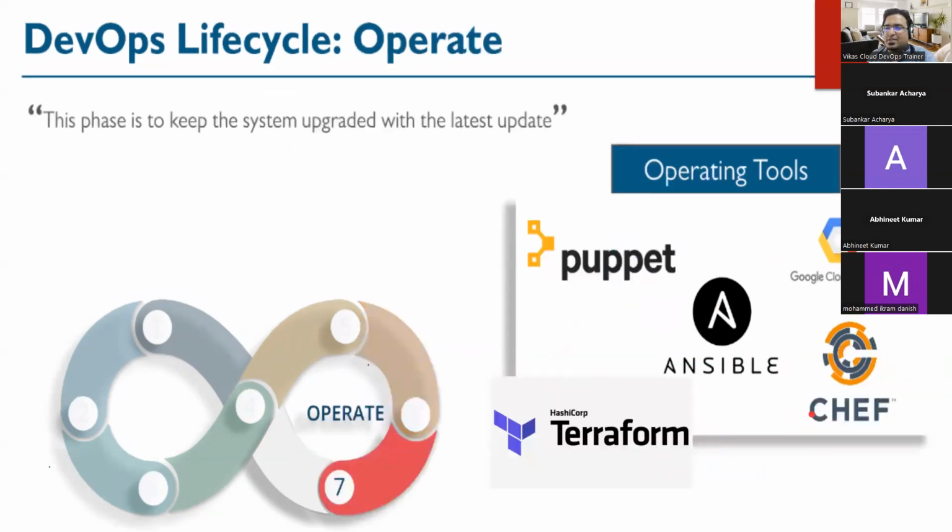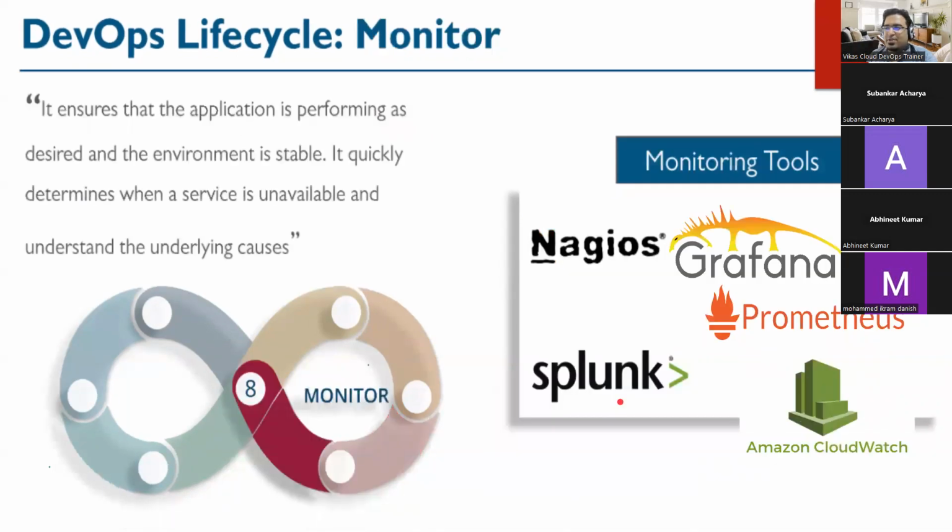When operation-related things come, in 2022 or 23, Ansible and Terraform are the most popular tools available in the market. Every company is using these 2 tools, and I will teach these 2 tools also. When monitoring comes, Nagios was there 5 years back, but in 2022, 23, it's Prometheus, Grafana, CloudWatch, and Splunk, and I will teach all these things in the monitoring part.